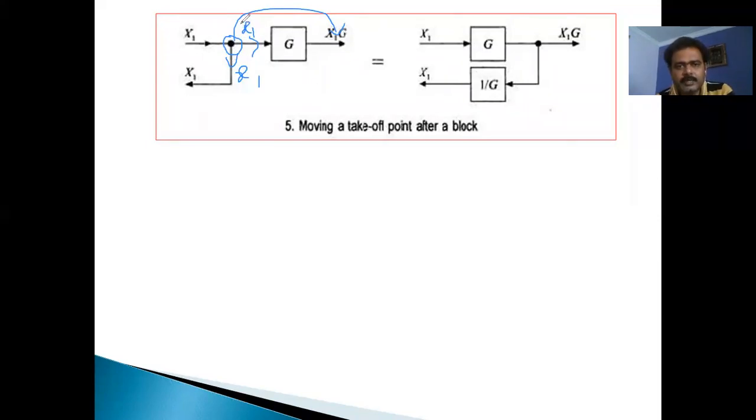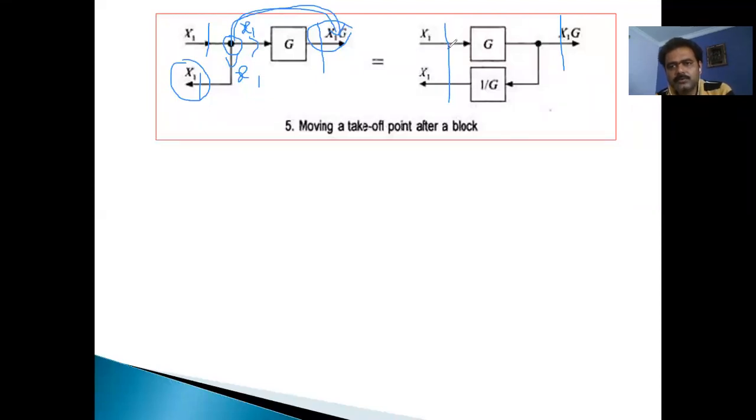Now here the input is x1. The final output becomes x1 multiplied with gain. Input multiplied with gain gives the output. So in this case, the output is x1 G1 and one more output is x1. This is also an output, so that's why I have shown the arrow in this direction. There are two outputs, x1 and x1 into G1. Now if I want to move this takeoff point after this block, I have moved it after this block.